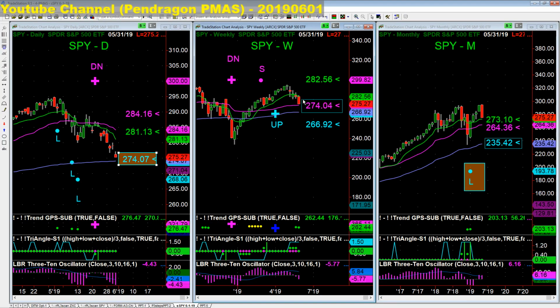This could be a potential support. Okay, we are not quite there yet. Friday's close was 275.27. So let's see how the market reacts when it reaches there. If it breaks below that, the next support will be 266.92, right here on the weekly chart.